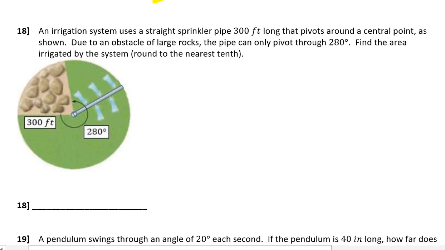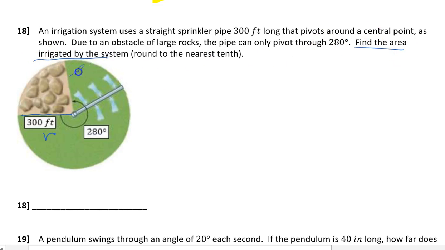Question number 18. An irrigation system uses a sprinkler pipe 300 feet long. So this is where the radius of the circle is going to be 300. So that's our radius. The pivot's around a central angle of 280 degrees. Due to an obstacle, the pipe can only pivot to 280 degrees. Find the area of the system.